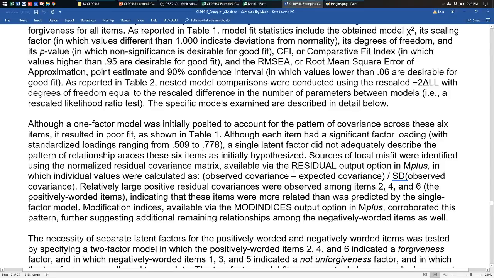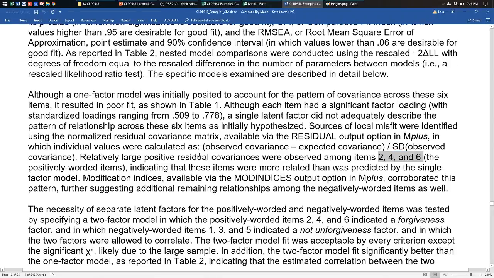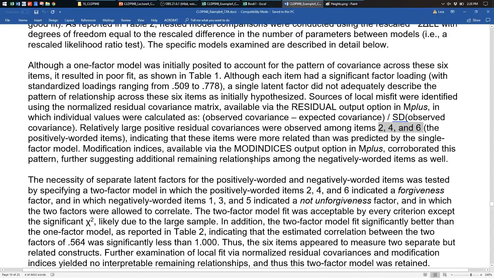Although each item had a significant loading, the single factor did not fit. Sources of local misfit were identified looking at the normalized residuals, which were calculated as this. That way, if someone's not an M+ user, they can still follow what you looked at. I'm identifying the fact that I found these extra patterns of correlation, that the model did not capture all of the correlation between 2, 4, and 6. And so I added to the model another factor that would do a better job.